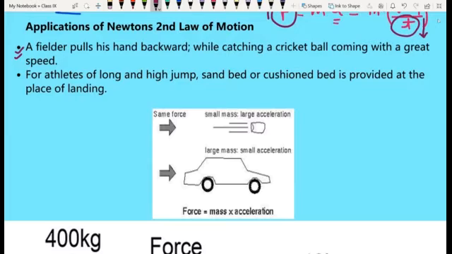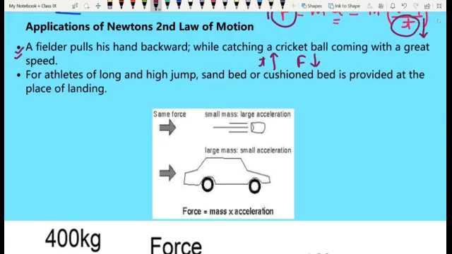So when the fielder pulls his hand backwards, he is actually increasing the time, and by that increase of time, the force will be less. So the hand of the fielder will not be injured, obviously. That's why he pulls his hand backward.